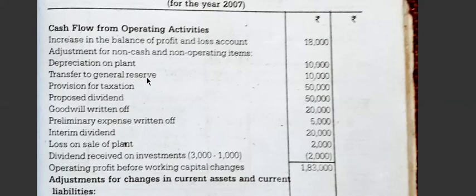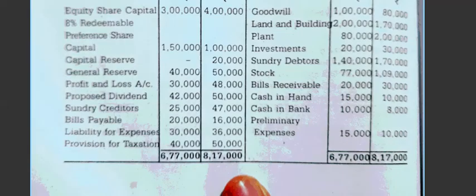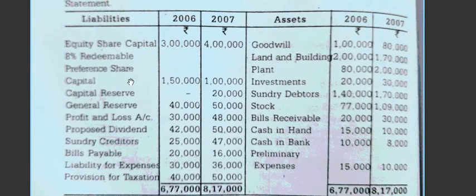Depreciation on plant, transfer to general reserve, provision for taxation created, it is given as created, 50,000. Then provision for proposed dividend created, 50,000. Goodwill written off, the difference we have to write. Preliminary expenses written off. Interim dividend and loss on sale. See here, it is given in the adjustment. I mean, see here where it is the dividend.